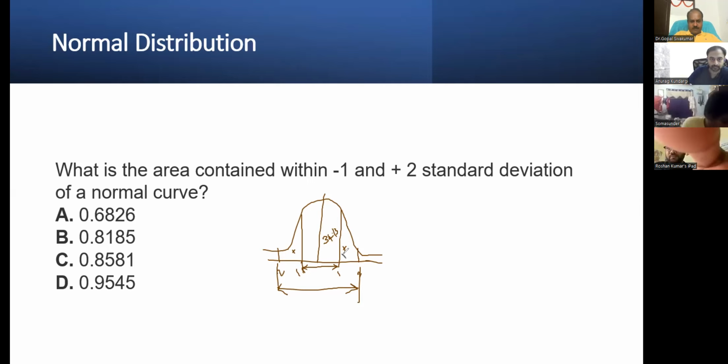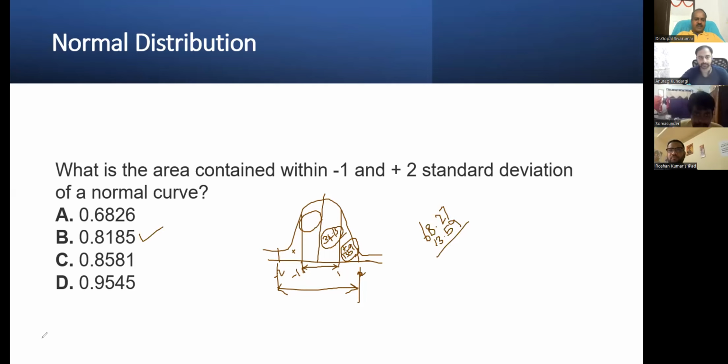Let me write 13.59 here. Now tell me what is the question once again. Question is from -1 up to +2. So from -1 means it starts here, isn't it? From -1 to +2, what will be the area? Adding 13.59 plus 68.27. Can you tell me, one of you, 68.27 plus 13.59? 81.86. Very good. Do you see the answer here?